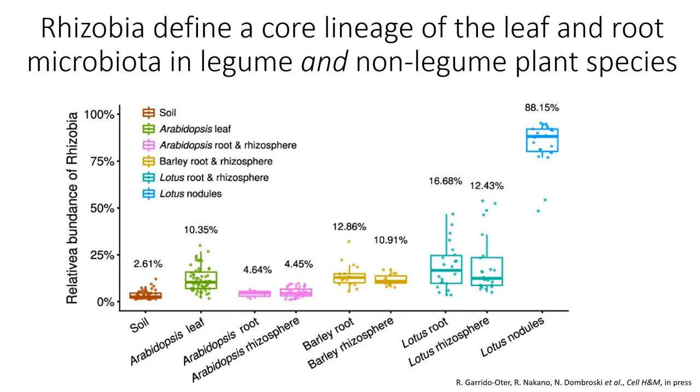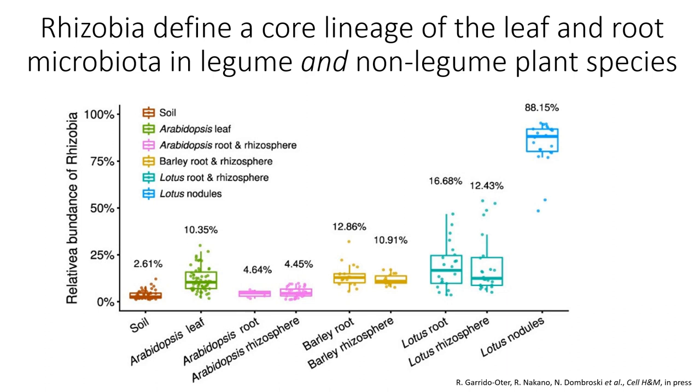Because what we noted by studying the root microbiota of this legume, Lotus japonicus, is that as expected in Lotus nodules, there's a very high enrichment, almost only colonization of these nodules by rhizobia. But we noted that rhizobia are also enriched in the Lotus rhizosphere and in Lotus roots, and not only in legumes, but you find these rhizobia also enriched in a non-legume crop plant, barley, so in barley rhizosphere and root. And equally in Arabidopsis rhizosphere and Arabidopsis roots and even leaves relative to plant soil. So this suggested to us that rhizobia define one of these core lineages of the root microbiota that I mentioned in my introduction, and one of the core lineages of the leaf and root microbiota in legume and non-legume plant species, right?